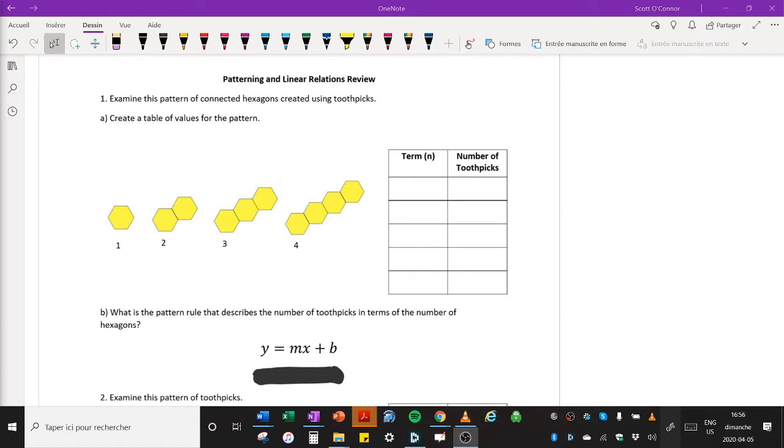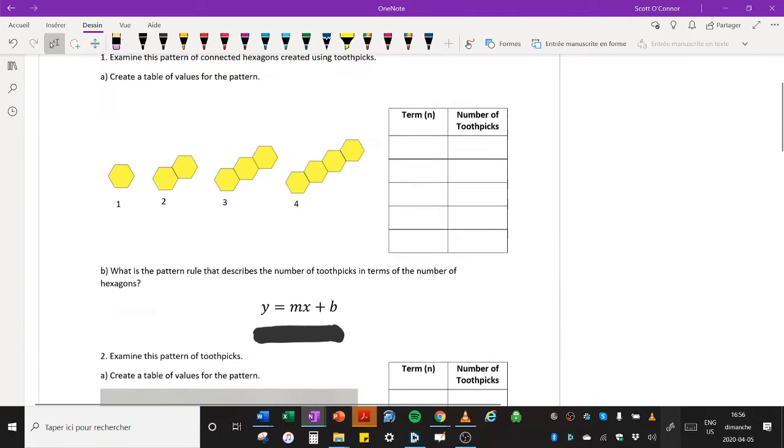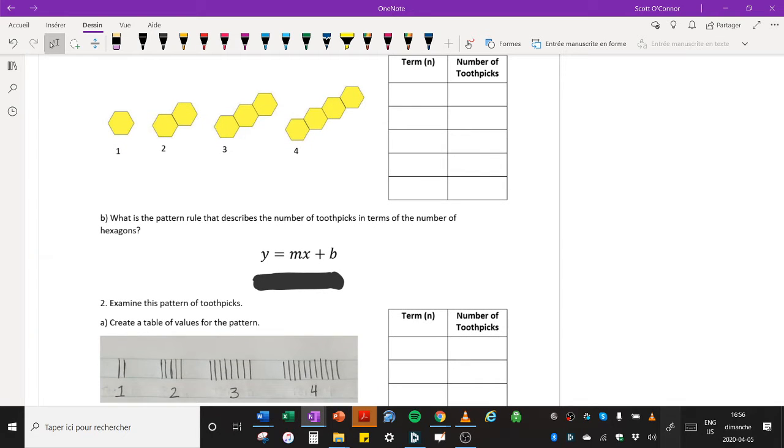Alright, so here's the second video on patterning and linear relations. Here in this video I'm going to show you how to go from a pattern to a table of values to an actual equation. And before we start analyzing the pattern, I want to just talk about the meaning of this equation y equals mx plus b.